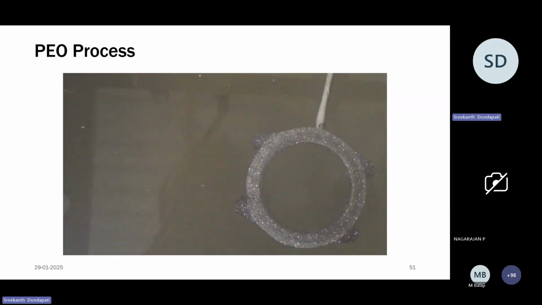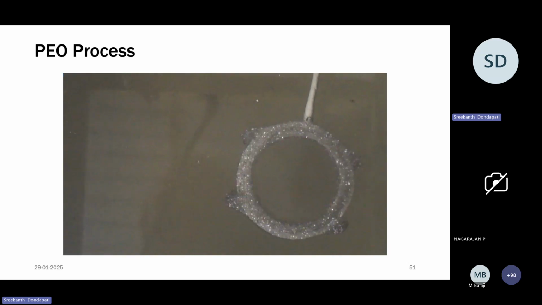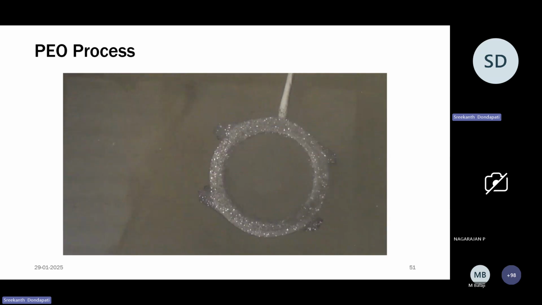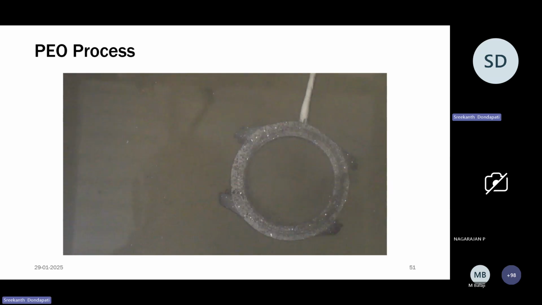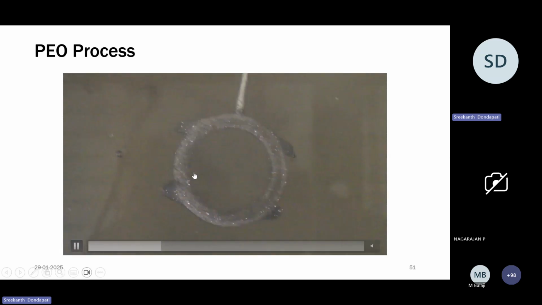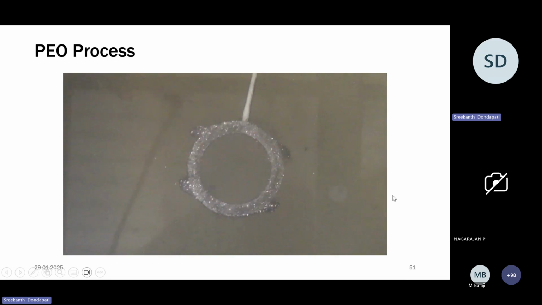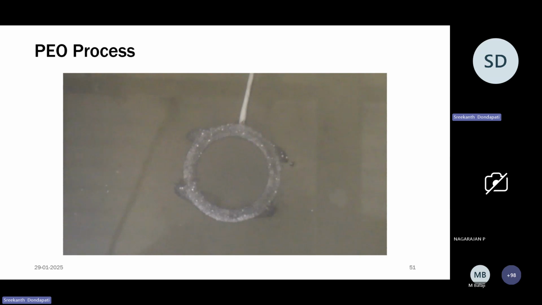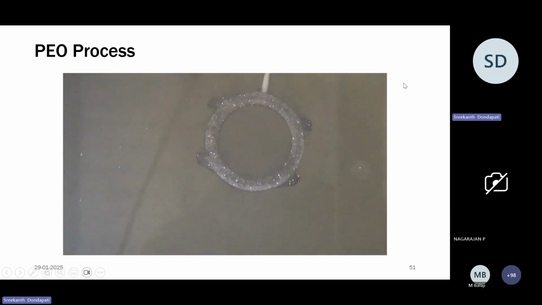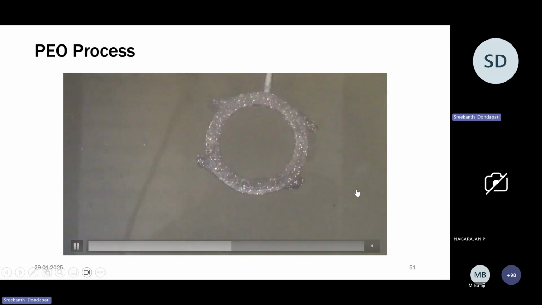And you can see a short video of how this plasma electrolytic oxidation process works. What you're seeing here is the arcing happening on the surface. Each arc we call a plasma, and that's why the name is plasma electrolytic oxidation, and it is an electrolytic process. So the workpiece here is our anode. The workpiece you are seeing is an anode, and the cathode can be stainless steel.